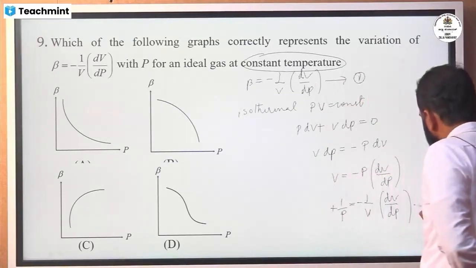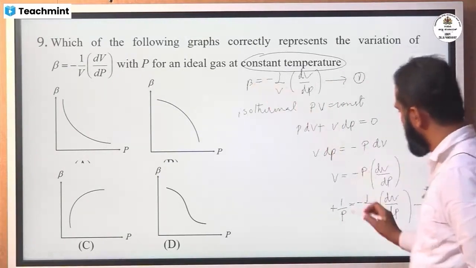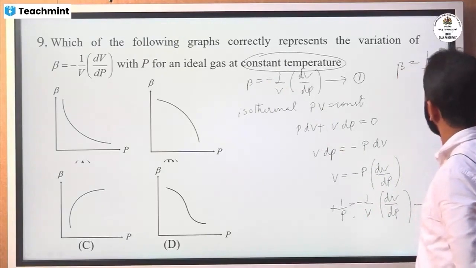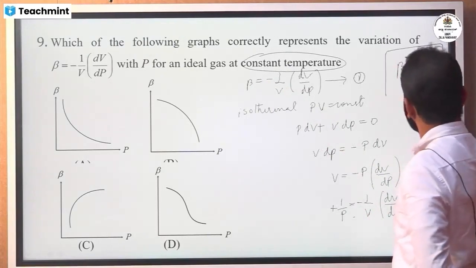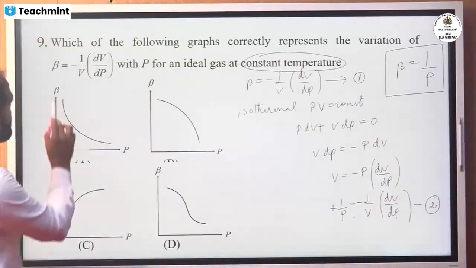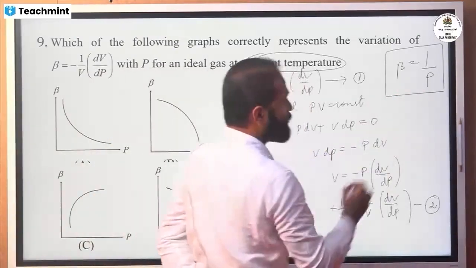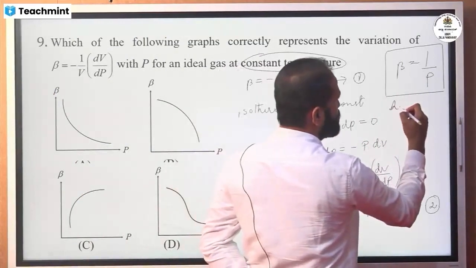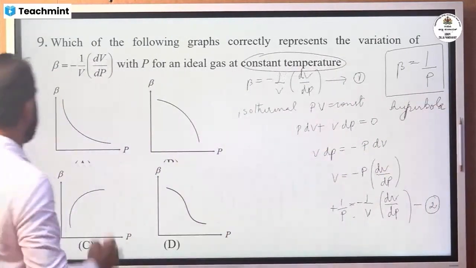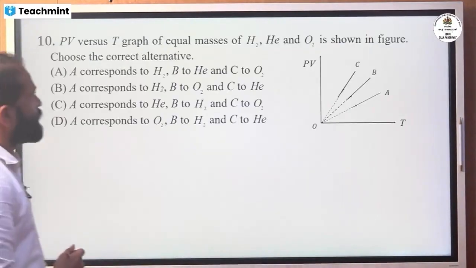Now let me take this as equation 2. Now compare equations 1 and 2. On the left hand side here is beta, there it is 1 by P. So this implies that beta is simply 1 by P. So we have a relation between beta and P. If you look at all the graphs, they are plotted between beta and pressure, and the two are inversely proportional. So this graph is a hyperbola, a rectangular hyperbolic graph. That gives option A as the correct option.